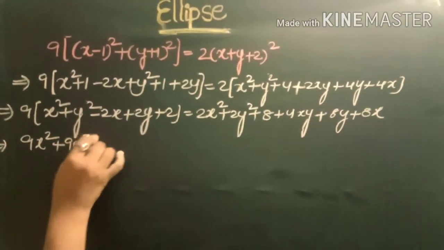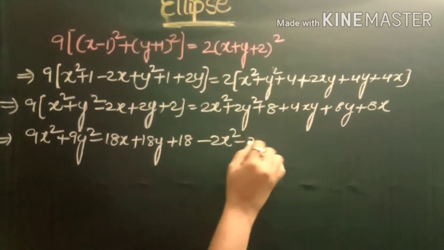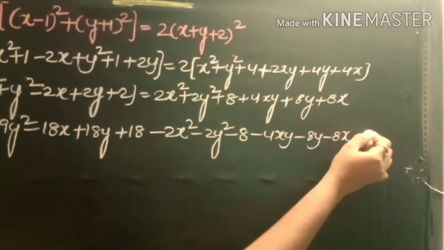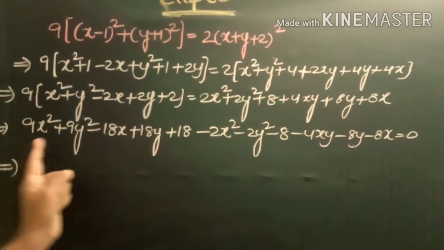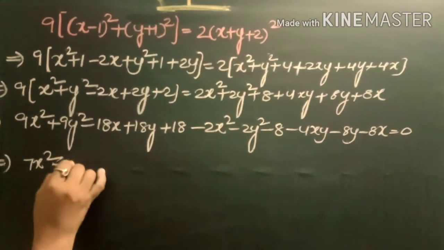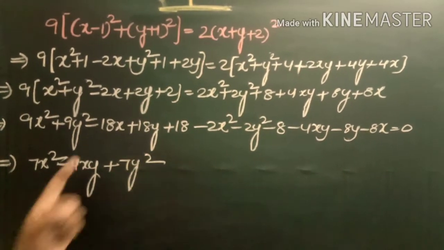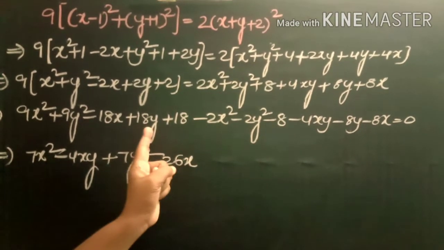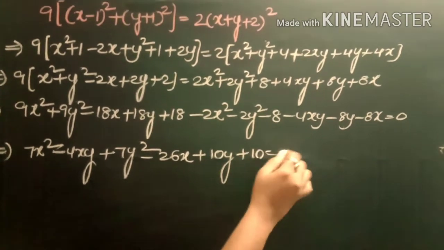9x² + 9y² − 18x + 18y + 18 − 2x² − 2y² − 8 − 4xy − 8y − 8x = 0, which implies, the first value 9x² − 2x² = 7x², the next value −4xy, the next value 9y² − 2y² = 7y², then −18x − 8x = −26x, and 18y − 8y = 10y, and 18 − 8 = 10, equal to 0.